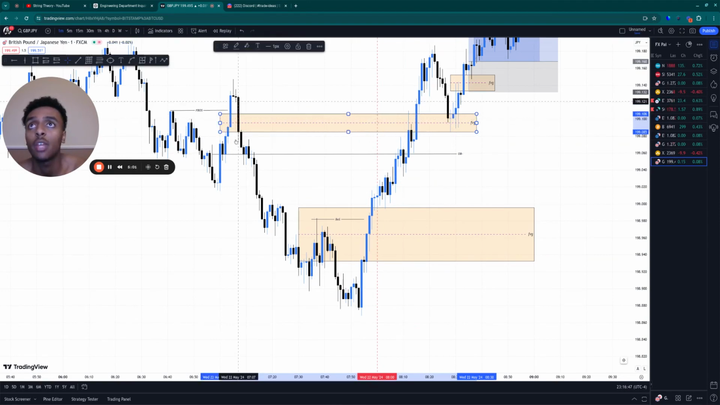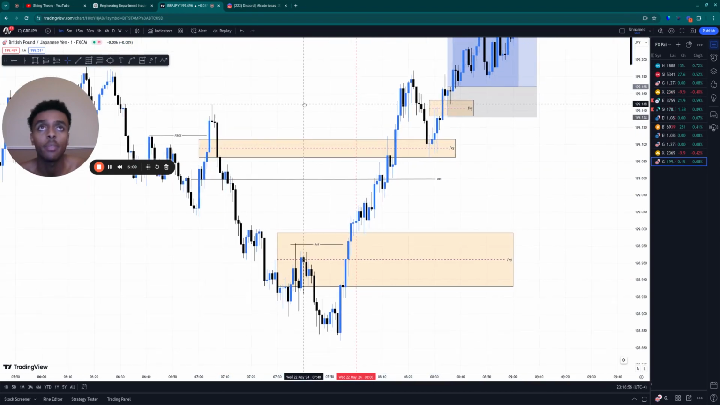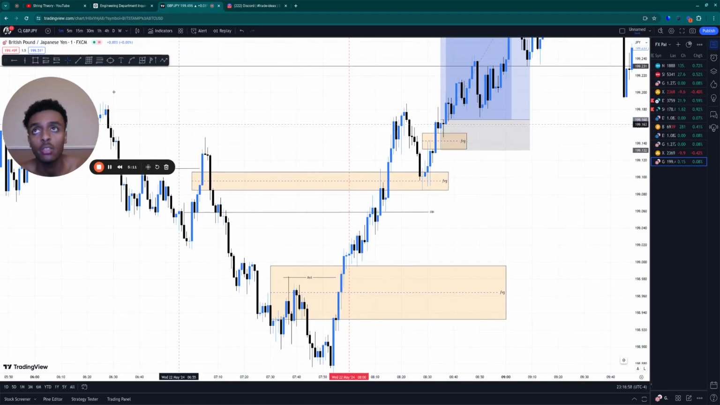I had this fair value gap, right? And I'm like, okay, it's not fully invalidated yet. Let's wait for more confluences to say that this thing is an invalid trade, correct? So what does that mean? You want to look for price to actually break this entire area, which it did. And upon that break, what else do we see?